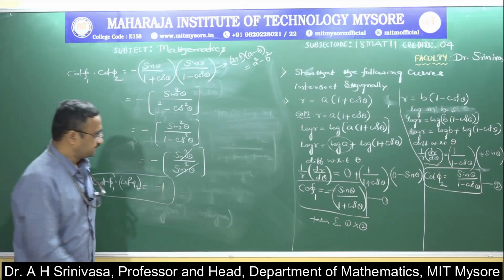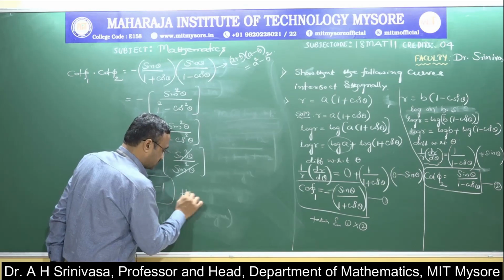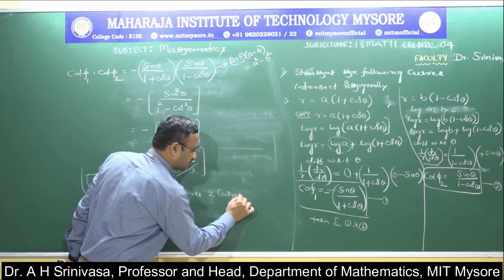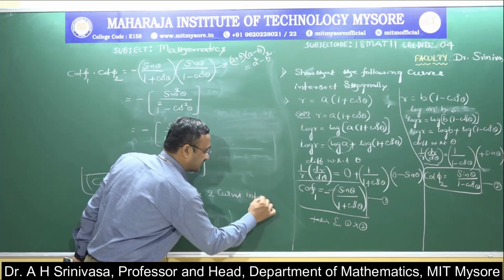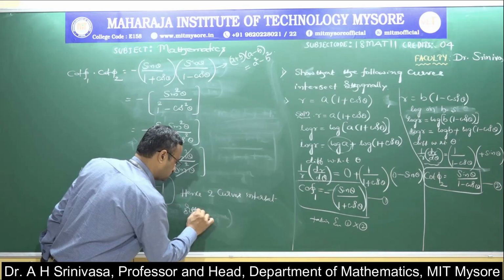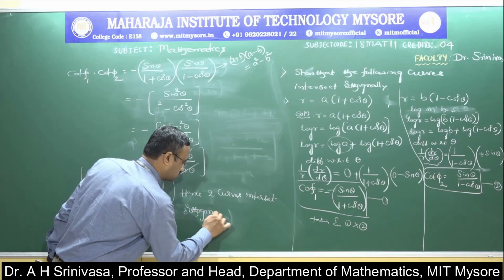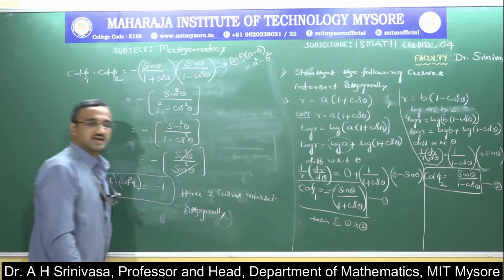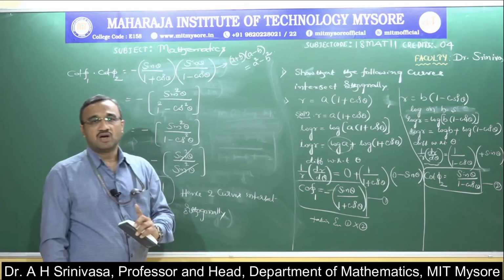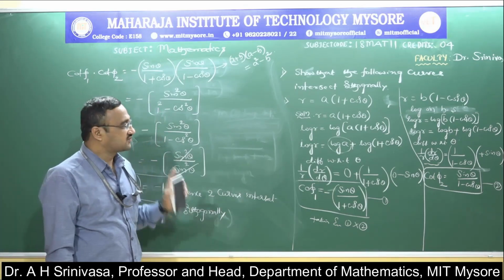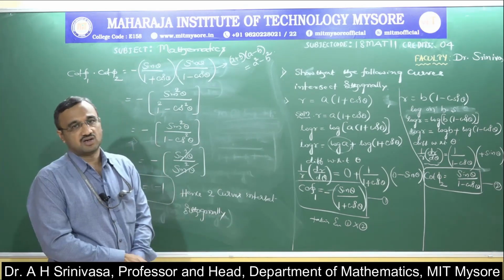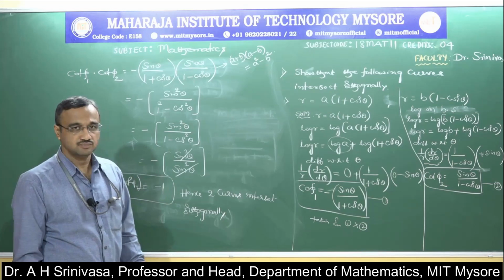This shows that, hence, the two curves intersect orthogonally. Hence the two curves intersect orthogonally. This is the procedure we have to follow to solve this kind of problem, when two curves intersect orthogonally.